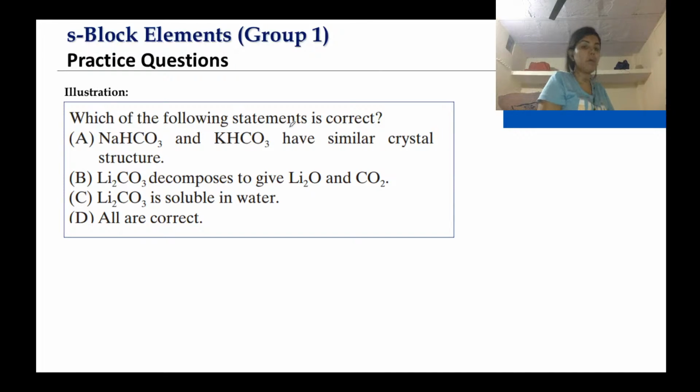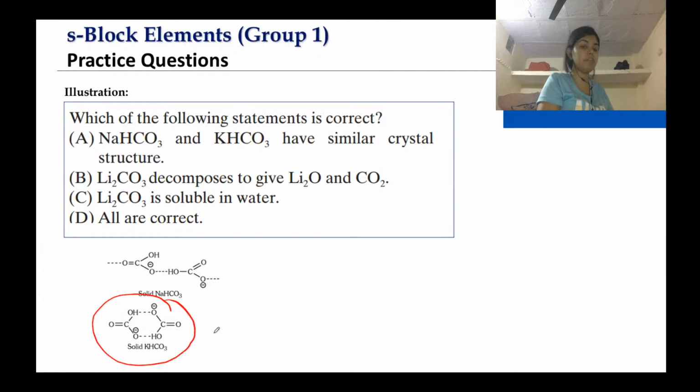No, if you talk about NaHCO3 and KHCO3, these are the structures. See, this is a chain-like type of structure, and here you can see it is a kind of dimer, right? So, solid NaHCO3 and solid KHCO3 have different structures.